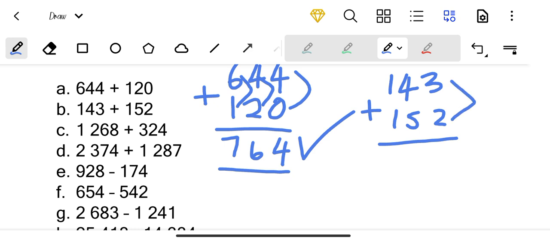That plus that, it's going to give you a 5. That plus that, it's going to give you a 9. That plus that, it's going to give you a 2. And you are done with number 2, or letter B.